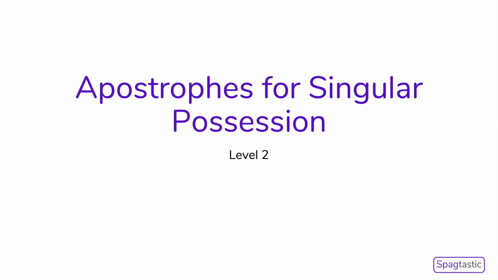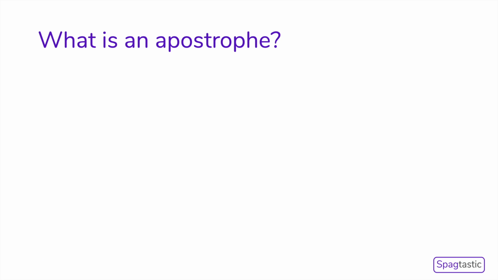In this lesson we are going to learn how to use the apostrophe to show singular possession. This is a level 2 skill. Let's begin by answering the question, what is an apostrophe?